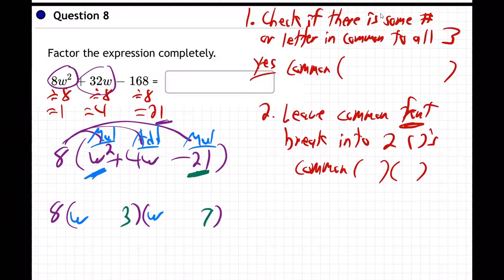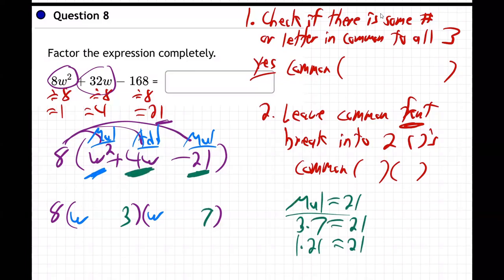Now, they have to, right? Let me write it over here. What multiplies to be 21? Well, 3 times 7 is 21. Also 1 times 21 is 21, but we need them to add to be 4 in the middle. So it's going to be 3 and 7. How do they add to be positive 4? Well, remember the rule? The sign in the middle goes on the bigger number.